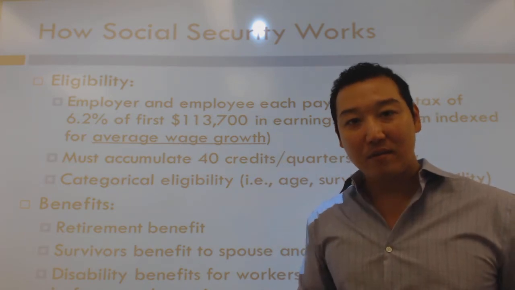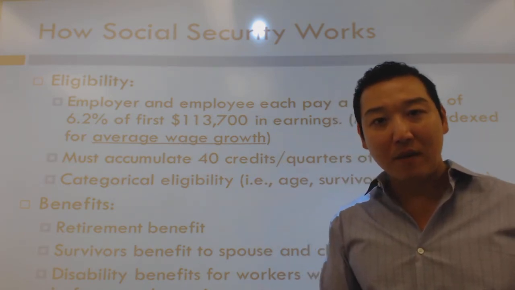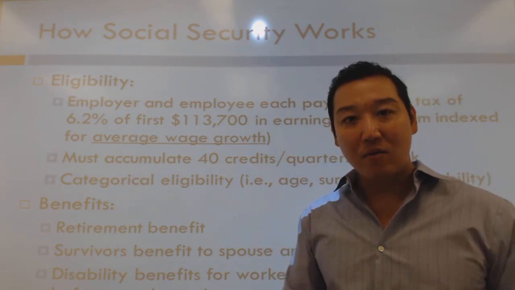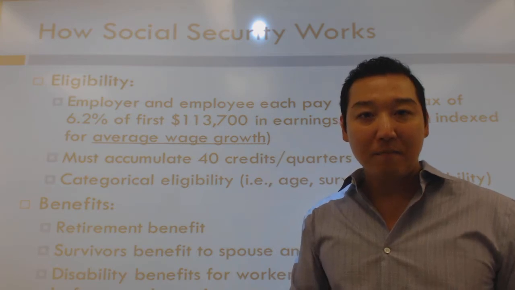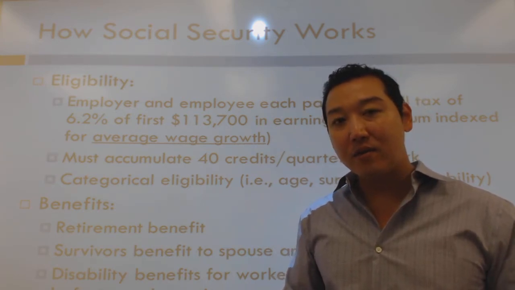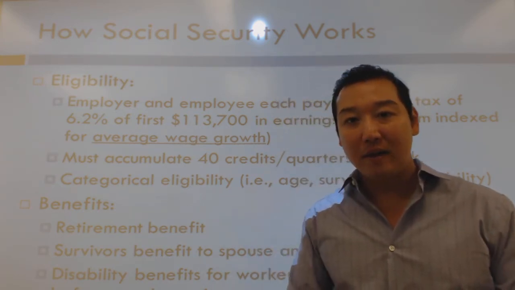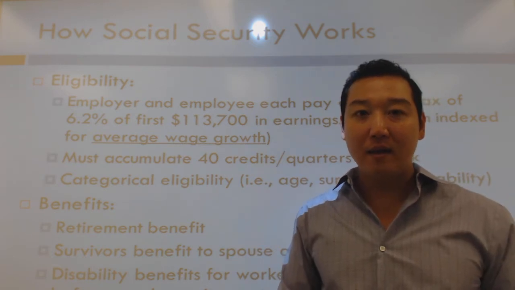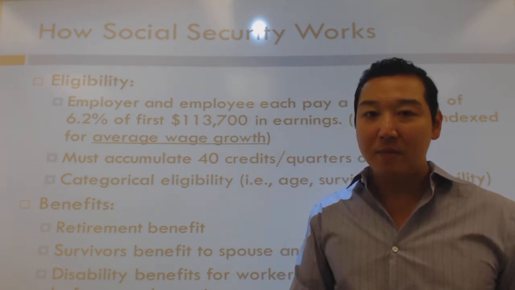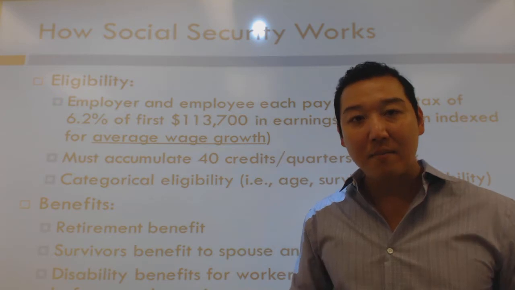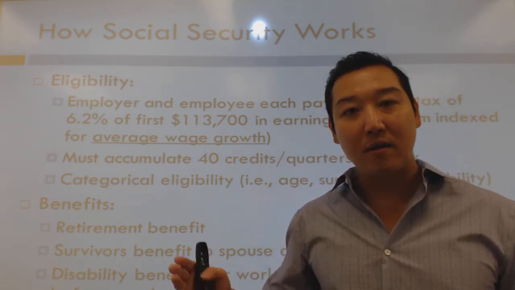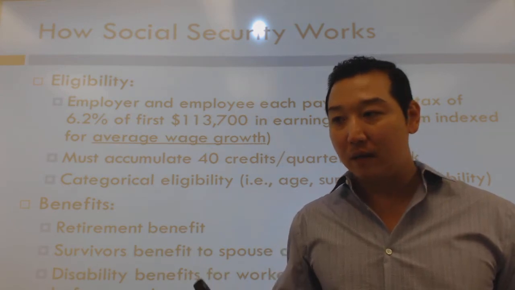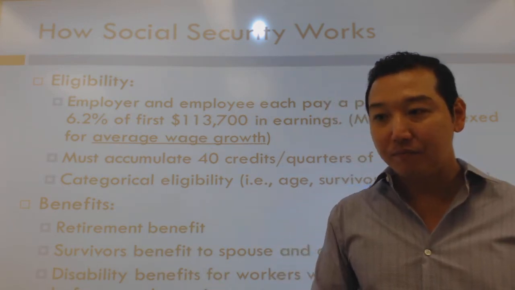There's a survivor's category. You can become eligible based on that category. As a survivor, you can claim benefits as early as age 60. And then there's a disability category of eligibility. If you're a person with a disability, you can claim benefits at any time as long as you've made the required contributions. So there are different requirements for eligibility based on the different categorical criteria.